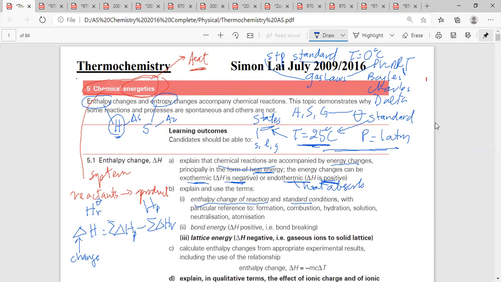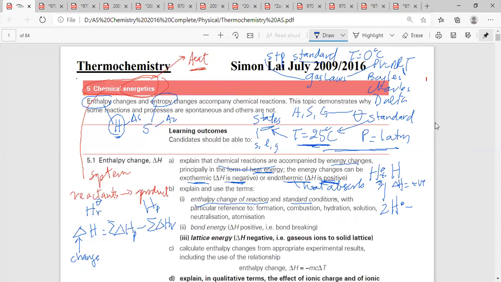Basically, in a covalent bond, say hydrogen, the electron is shared, so it's stable. It's a duplet. To break the bond, I need to get 2H dots. So heat is absorbed. That means delta H here is positive. I need to take in heat to break the bond.